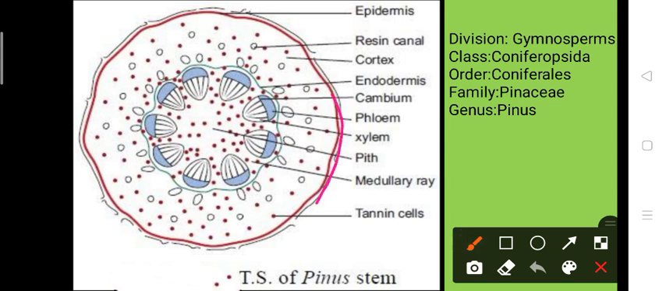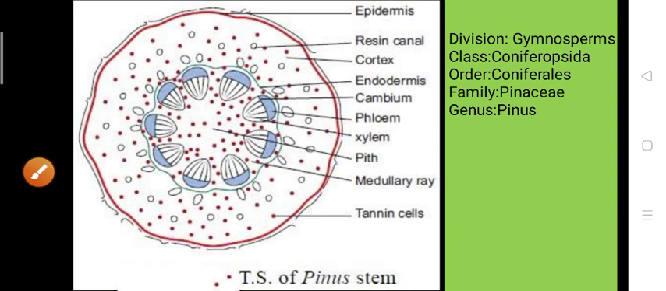Coming to the surface of the Pinus stem, it shows an uneven surface. Transverse section of the Pinus stem shows mainly three parts. They are epidermis, cortex, and vascular cylinder.